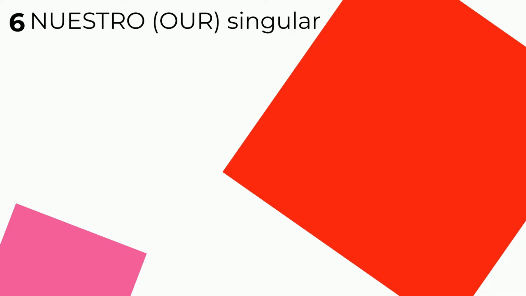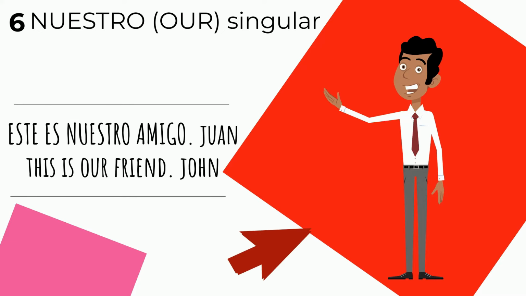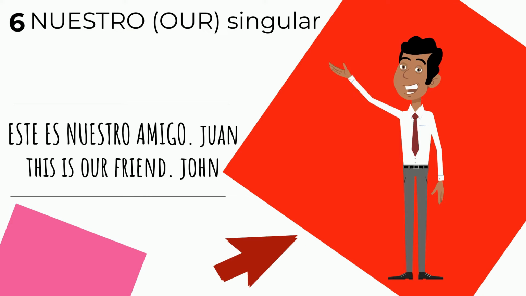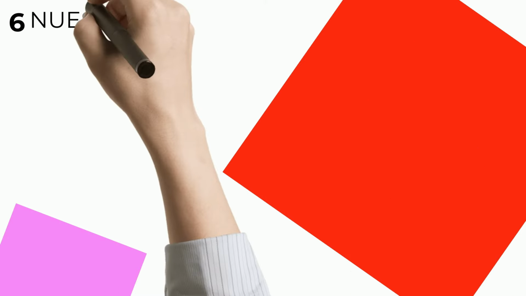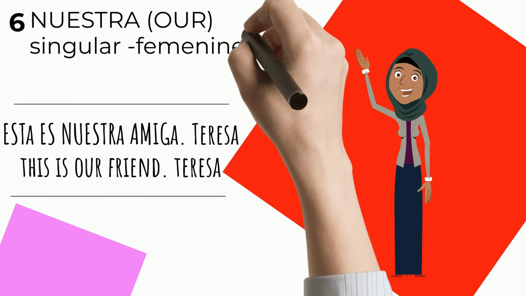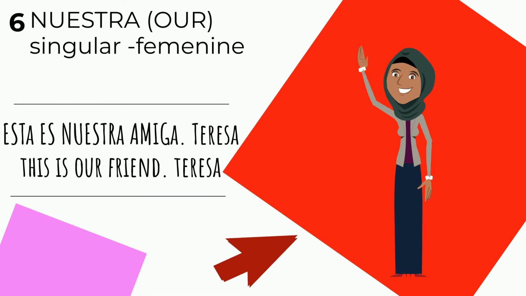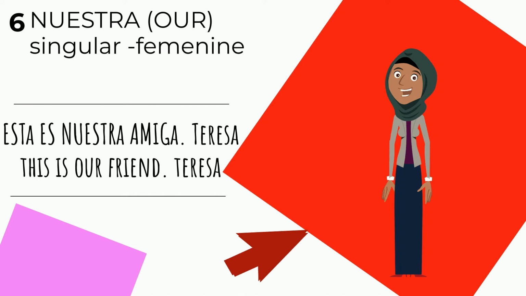Siguiente, número 6, number 6. Nuestro means our, singular. Este es nuestro amigo Juan. This is our friend John. Este es nuestro amigo. Nuestro means our. Número 6. Nuestra, our, singular, feminine. Esta es nuestra amiga, Teresa. This is our friend Teresa. Esta es nuestra amiga. We say nuestra because we're talking about a female.